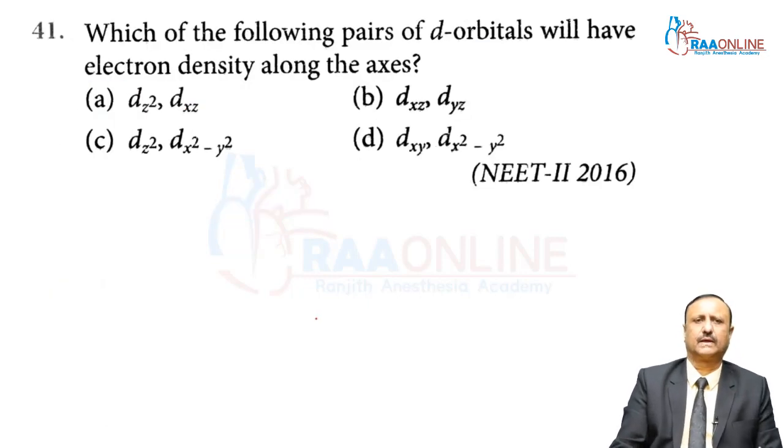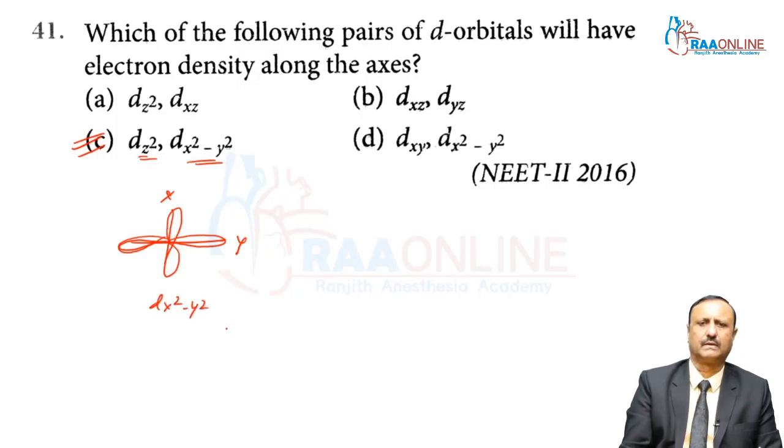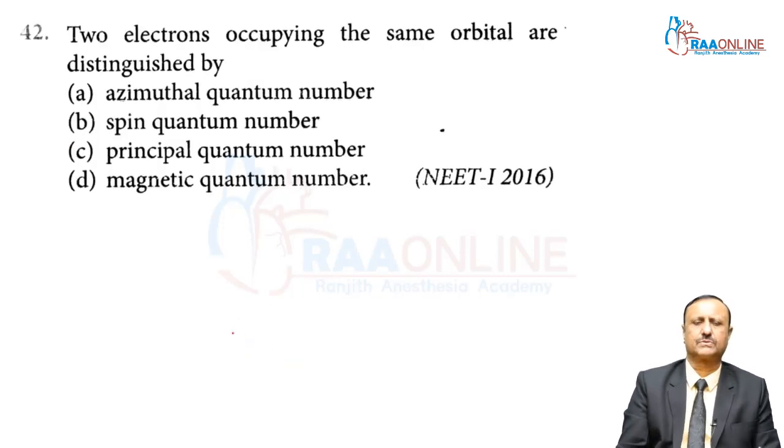Now we can go to question number 41. Which of the following pairs of d orbitals will have electron density along the axis? Along the axis, C is the correct answer, because dz square and dx square minus y square are present. If this is the x and this is the y axis, these orbitals are present on the axis. This is the structure of dx square minus y square, and the dz square structure is this one along z. So these are always present on the axis. Answer is C.